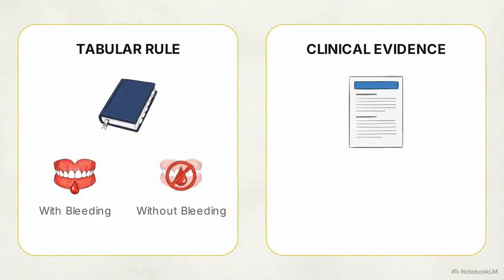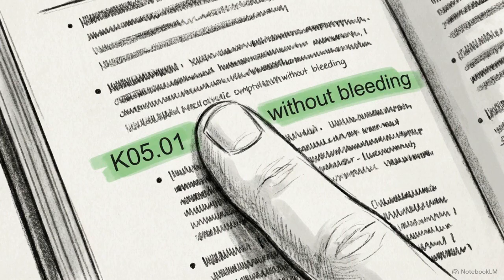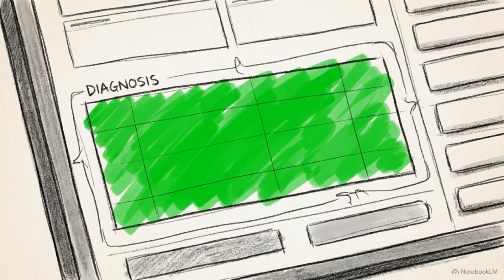On the left is the bleeding status requirement, and on the right, the physician's note confirms they are not bleeding. Because the clinical conditions perfectly match the tabular instructions without the need for additional modifiers, K05.01 is complete and correct as a 5-character code.